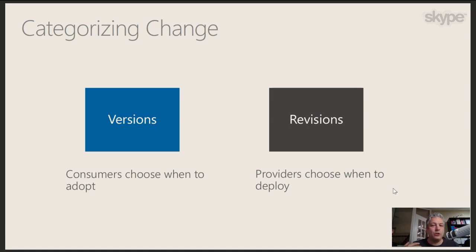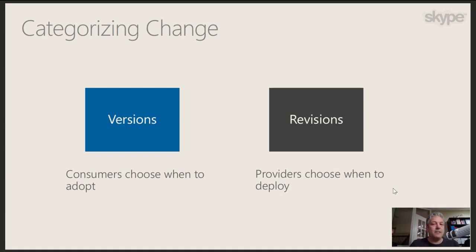Now, this is an alternative to the semantic versioning model where you have major, minor, and patch, because that model is based on understanding what it means to be a breaking change. And as we've seen, that's not so easy to do in an HTTP API. Now, the question is, I made a change to my API. Should I deploy this as a revision or as a version?